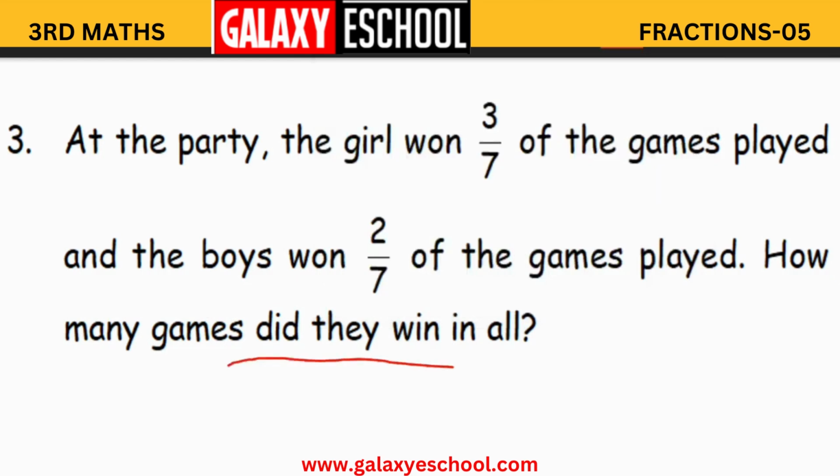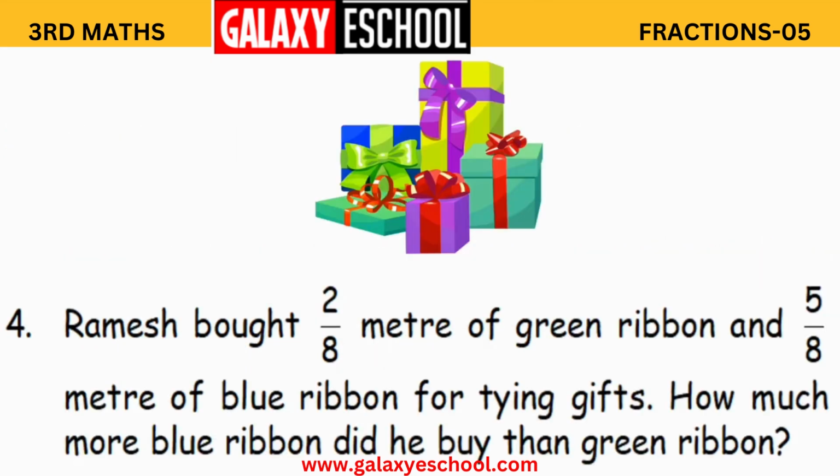Now how many games did they win in all? How to find out again? We need to add 2 by 7 plus 3 by 7, so that we'll get the total wins by both boys and girls. Next, Ramesh bought 2 by 8 meter of green ribbon and 5 by 8 meter of blue ribbon for tying gifts. How much more blue ribbon did he buy than the green ribbon?